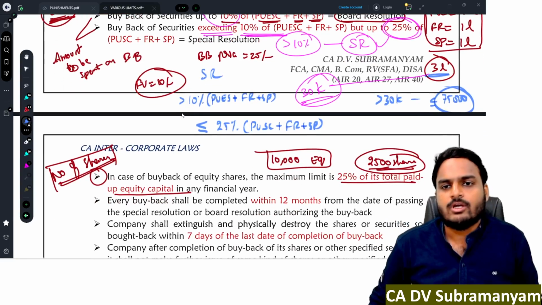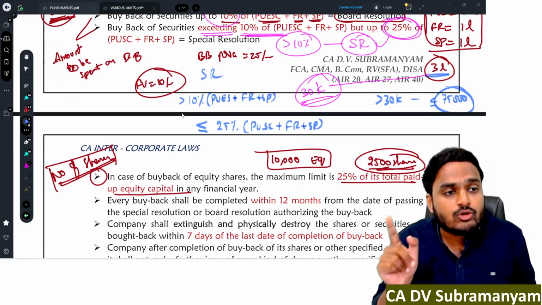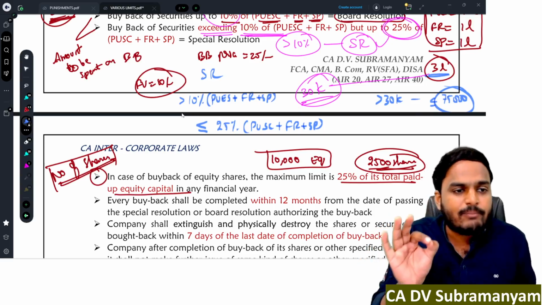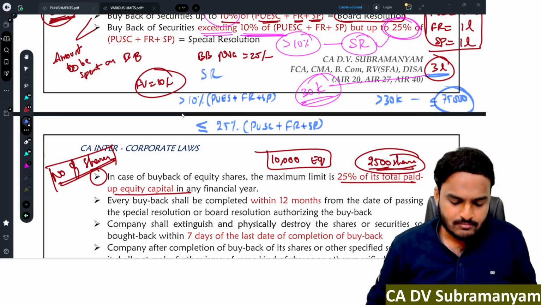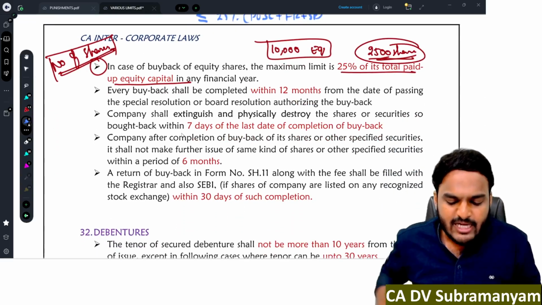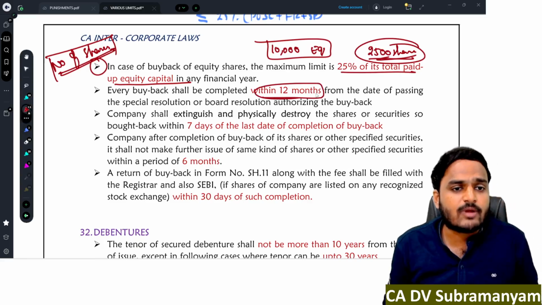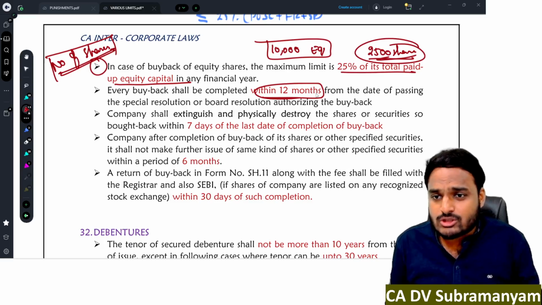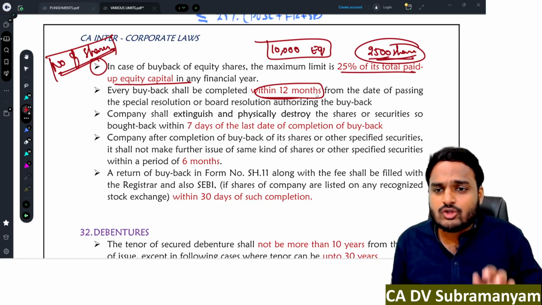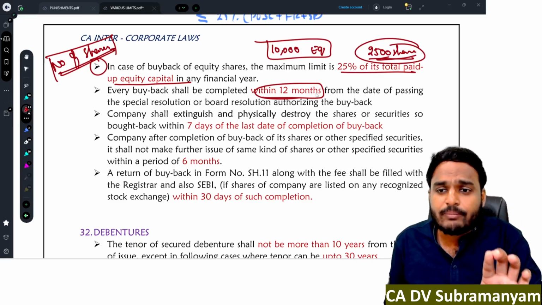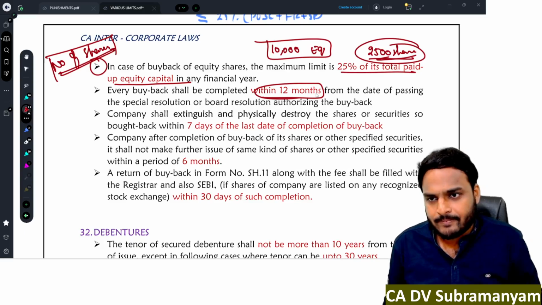So if the amount to be spent on buyback is between 30,000 and 75,000, then special resolution is required. So the first 2 points speak about the amount to be spent on buyback. The third point speaks about the number of shares a company can buy back. Next, fourth point, buyback shall be completed within a period of 12 months from the date of passing the special resolution or board resolution. So the resolution has a validity period of 12 months. Within 12 months, the company must complete the buyback.